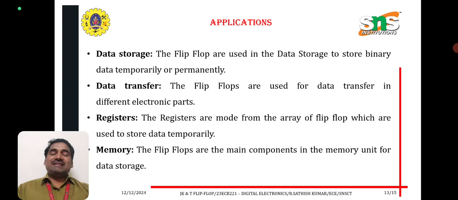Next one, we can see the applications of flip-flops. It is used in data storage, data transfer, registers, and memory. In data storage, flip-flops are used to store binary data temporarily or permanently. Data transfer means flip-flops are used for data transfer in different electronic paths. Registers are made from an array of flip-flops which are used to store the data temporarily. Memory means flip-flops are the main components in the memory unit for data storage.